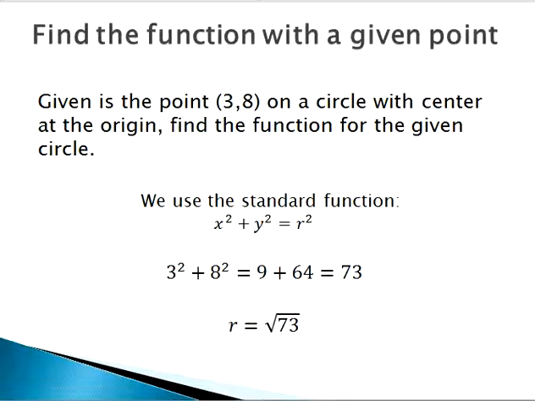Now we're going to look at the r value, the radius, which is the square root of 73. In all of these cases, when we take the square root, you need to think about whether it could be a simple radical form. In this case, the square root of 73 is just the square root of 73, so we'll leave it because there's no simpler radical form for this.